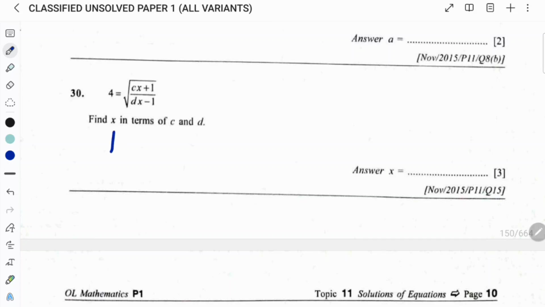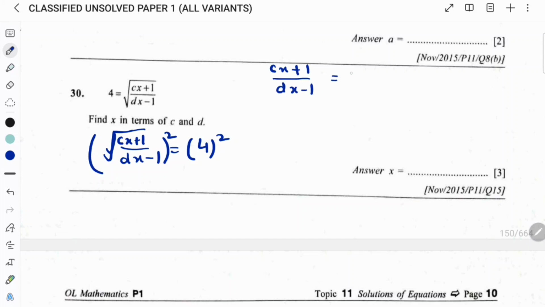So it's in the square root. What do we do? We square to both the sides. Square root is equals to 4. Square to both the sides. So you are having cx plus 1 upon dx minus 1 is equals to 16. 16 over 1 you can write down, cross multiply. Cx plus 1 is equals to 16 dx minus 16. What did we do? We multiply 16 to this one, and we multiply 1 to cx plus 1.